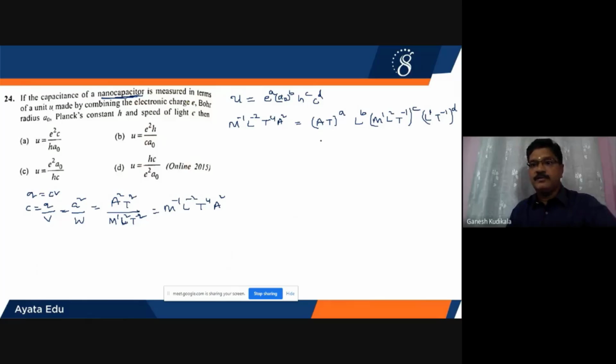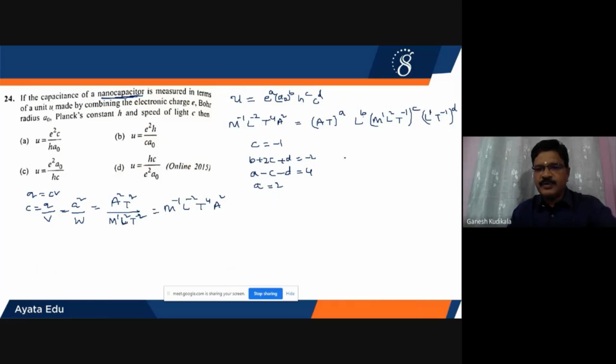Now, because we have to find the values of all the four, definitely four equations are required. Let us start with mass. Mass is only in one place, C. So therefore, C must be equal to minus 1. Let us take length. Here B plus 2C plus D will be equal to minus 2. If I go for time, it is A minus C minus D will be equal to 4. Current, A to the power of A will be equal to 2. So therefore, A will be equal to 2. Got it. C value and A value got it.